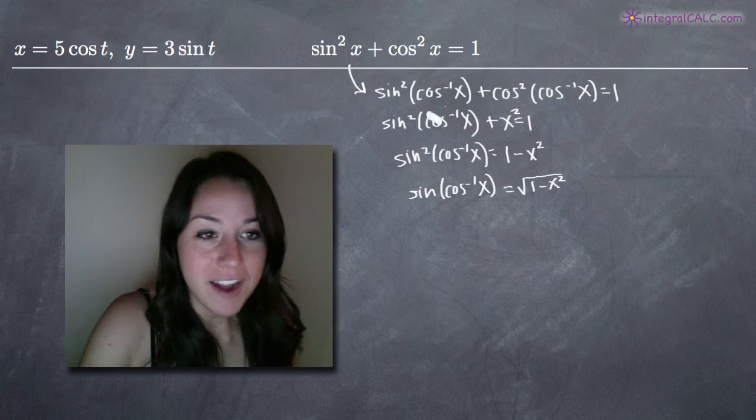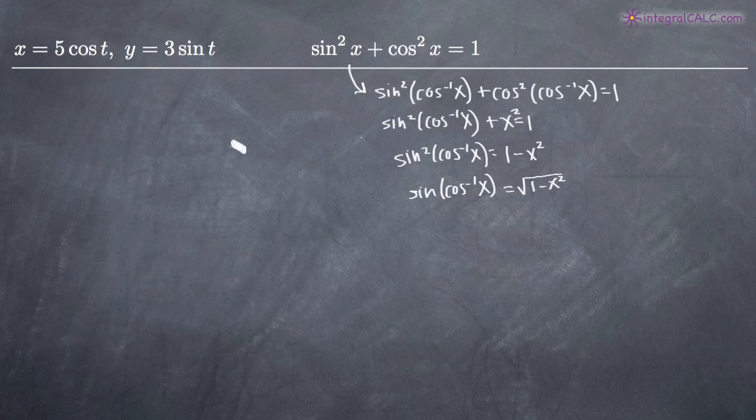Today we're going to be talking about how to eliminate the parameter, and in this case we've been given the two equations x equals 5 cosine of t and y equals 3 sine of t. What we need to do is define these two equations in terms of x and y only and eliminate t as a variable. T is the parameter and we need to eliminate it from these two equations, and the way that we do it is by solving them together as a system of simultaneous equations.